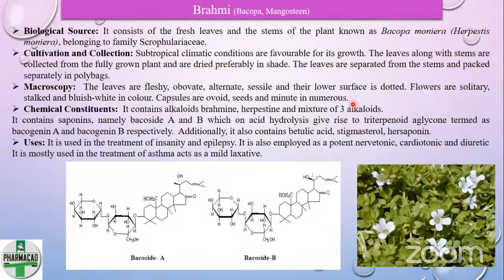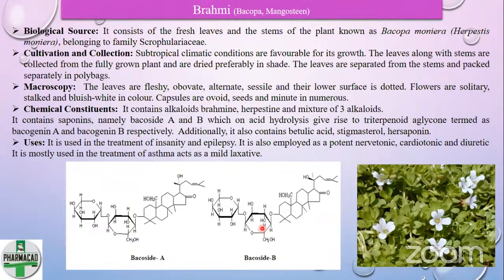Next is Brahmi. Now, Brahmi is a very staple, and the fruits of Brahmi are found in Indonesia a lot. Okay, they are also known as mangosteen fruit. It consists of fresh leaves and stems of the plant known as Bacopa monnieri, belonging to family Scrophulariaceae. Now these leaves are fleshy, obovate, alternate, sessile, and their lower surface is dotted. Flowers are solitary, stalked, and bluish white in color. Capsules are ovoid, and seeds are minute and numerous.